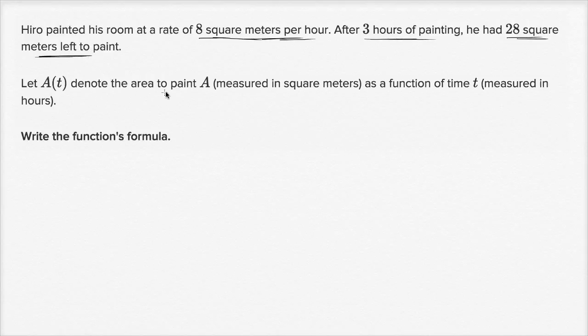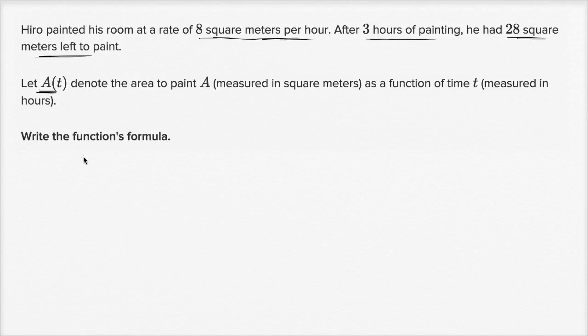Let A of t denote the area to paint, A measured in square meters, as a function of time, t measured in hours. So A of t, once again, this is how much we have to paint, not how much we have painted. Write the function's formula.